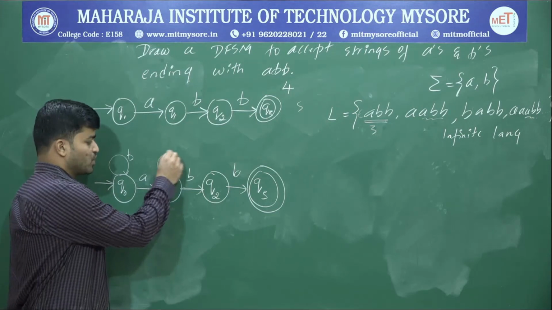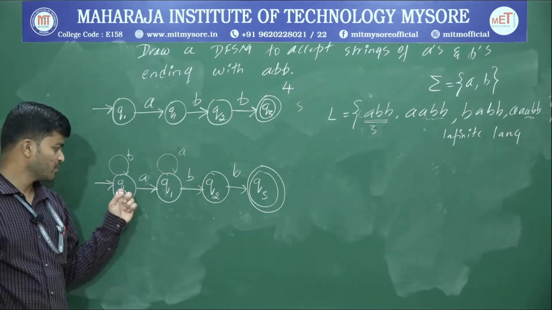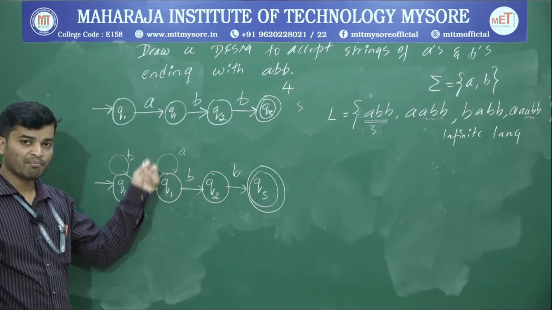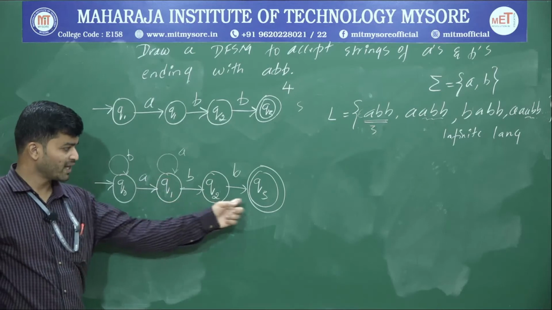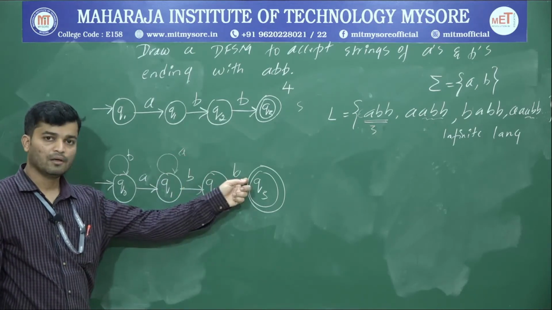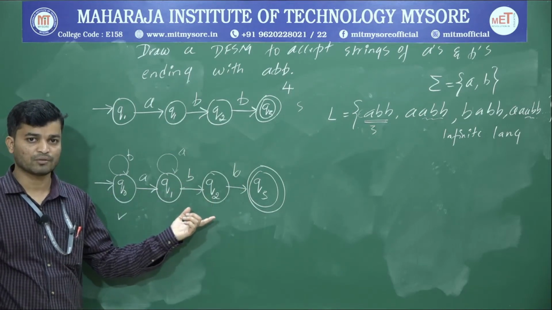What is the first option? Going with a loop. If I go with a loop, what will happen? 1A, so starting state 1A, then one more A, or n number of A's, and before going to the accepting state it will go with ABB. So the string is ending with ABB. That will become a valid option.